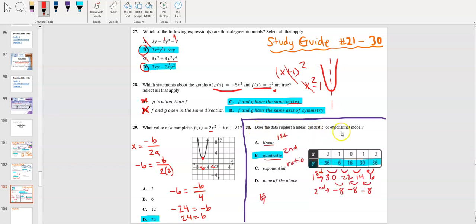For our last one, we're trying to figure out what kind of model this is. We're starting to subtract our y values. I like to go backwards, so I did 36 minus 30 and all the way back. Our first differences were not constant, so it is not linear. Our second differences were constant.